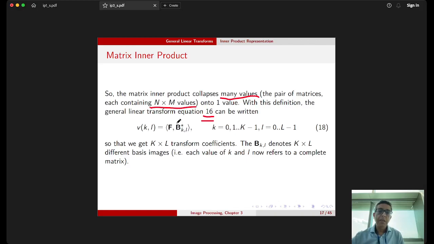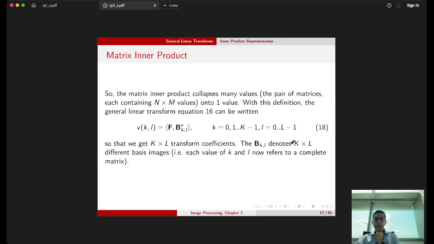Okay, so the little b, which took the arguments k, l, m, and n, you now just represent with k and l. So you've got a different matrix for each pair of values k and l. Equation 16 now becomes this, and because we included the complex conjugate in the definition, we can just get rid of that. Then the forward transform of an image can be defined as a set of matrix inner products between the image we wish to analyze, f, and the complex conjugate of the basis set.